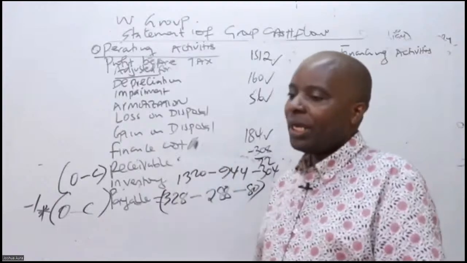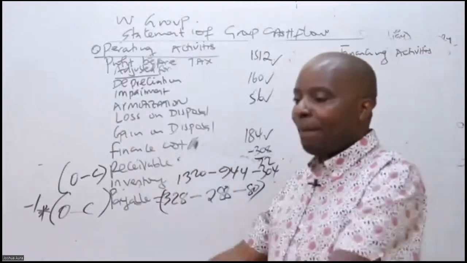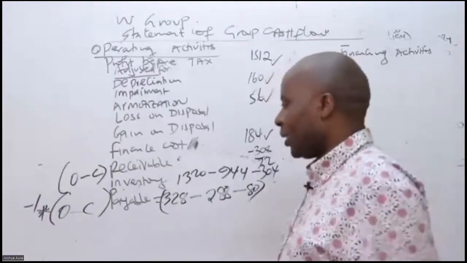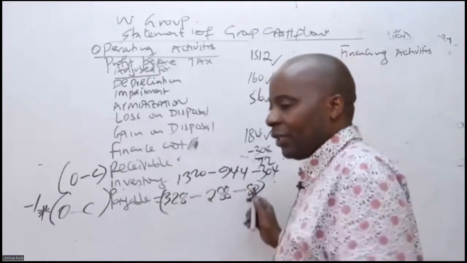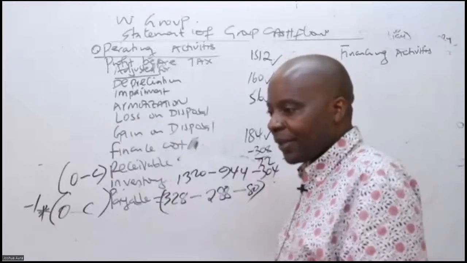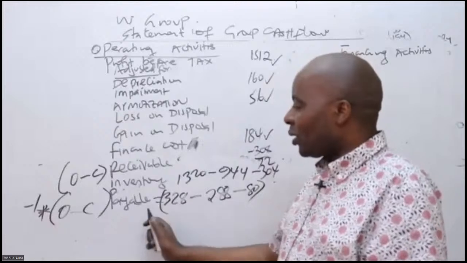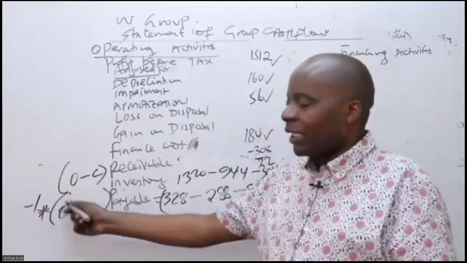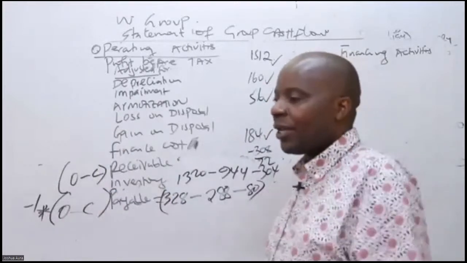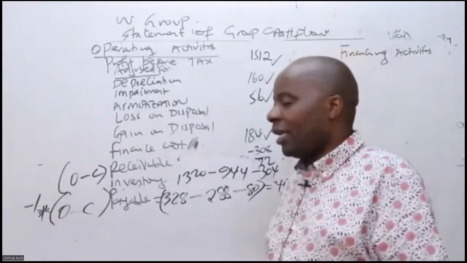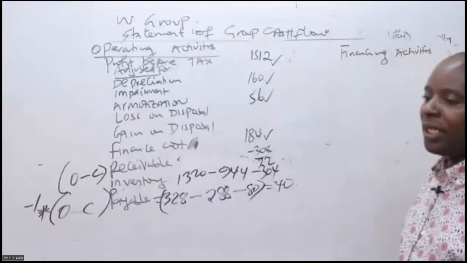And then whatever I will get, I will come and multiply this with -1 because payable is a liability. Whatever I get there, I will remember to multiply with -1. That one will easily confuse you. Now we have resorted to working with this, and then we say times -1. So the correct answer here is 40.